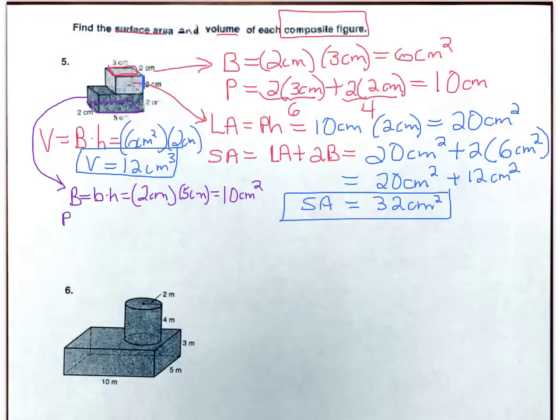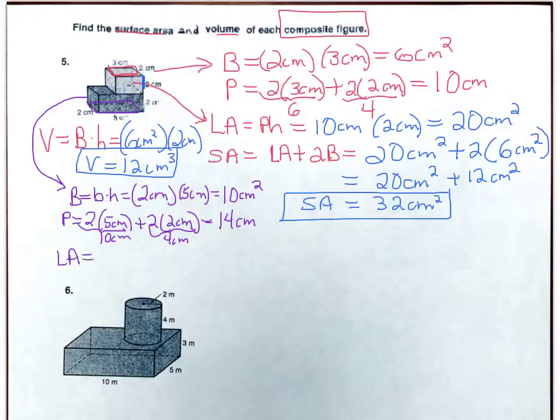And then the perimeter of that base, that is 2 times the length, which is 5 centimeters, plus 2 times the width, and that is 2 centimeters. You multiply 2 times 5 is 10 centimeters. 2 times 2 is 4 centimeters. You add them up, and that's 14 centimeters. That's the perimeter. Okay, now I'm ready to get the lateral area.